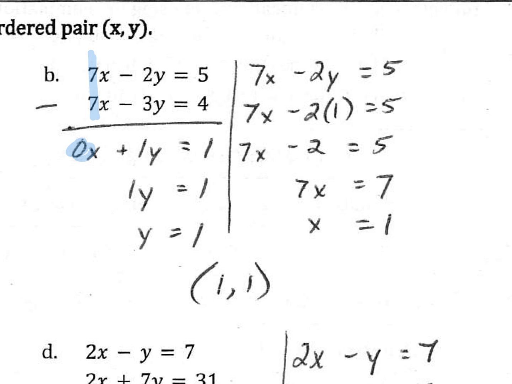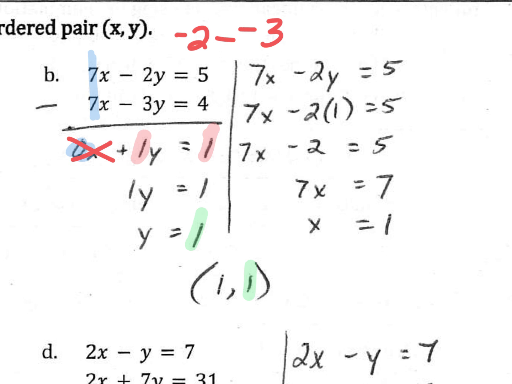-2 minus -3 gets us to 1. So remember I said -2 minus -3. If you type that in a calculator, you'd end up getting +1. On the other side, 5 minus 4 is 1. 0x will just go away. 0 times any number is still 0. So we're left with 1y equals 1. Divide both sides by 1. We get this final answer of y equals 1. But that's only part of our answer.